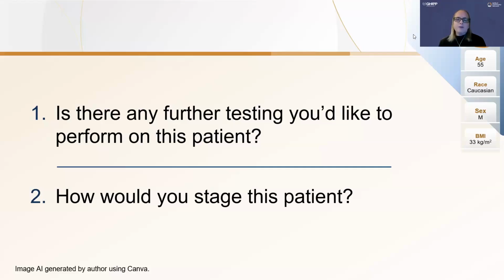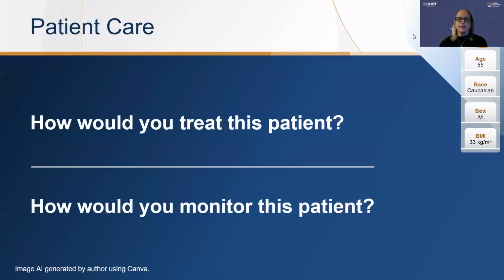But ultimately, how would we stage with the information that we have? He would be stage 3 fibrosis. So he has what's considered advanced liver disease. It's not quite cirrhosis, and we need to figure out what to do with him. So what would we do? What are our treatment options for this stage 3 MASLD patient?